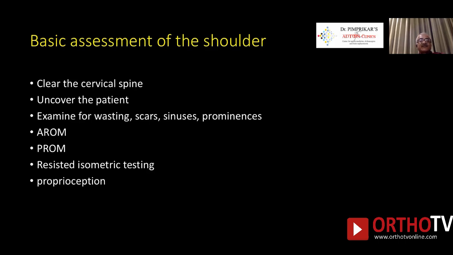Examine for any wasting, scars, sinuses, or prominences around the shoulder. See for active range of motion. See for passive range of motion. Then do a resisted isometric testing of the individual muscle groups and also look for proprioception.